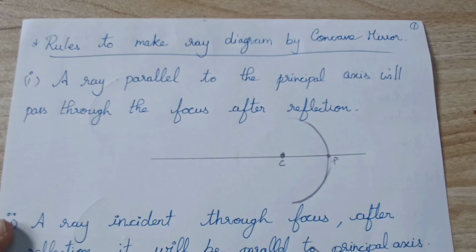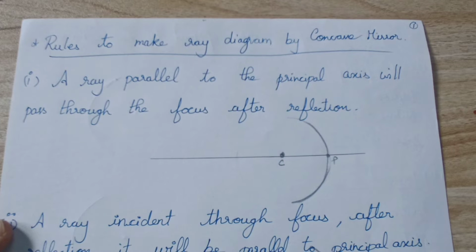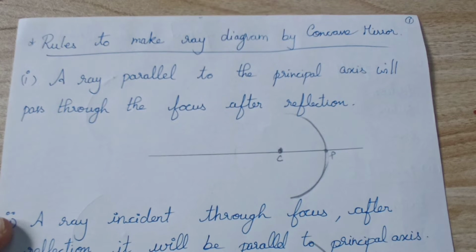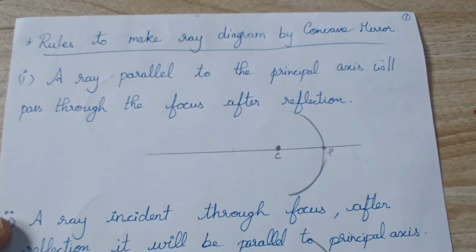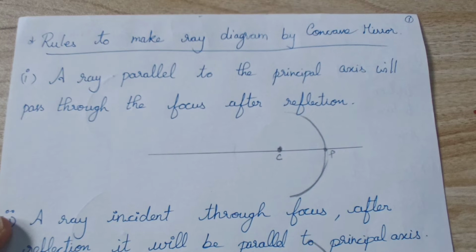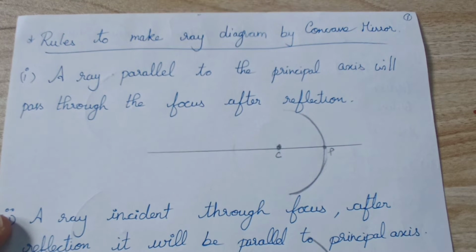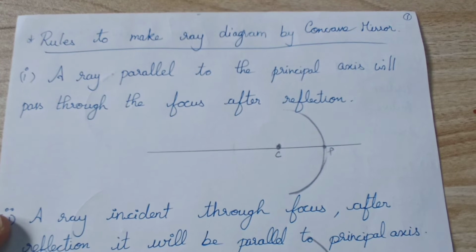Hi dear, today we'll learn about how images are formed by a concave mirror. There are some rules for how light will be reflected when it is parallel to the principal axis, or when it passes through the focus, or when it passes through the center of curvature, or beyond, and in between the curvature and the focus. Like that, some rules are there. How will the incident light be reflected back?